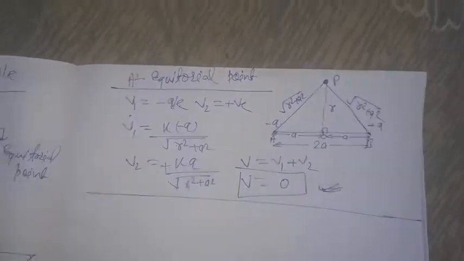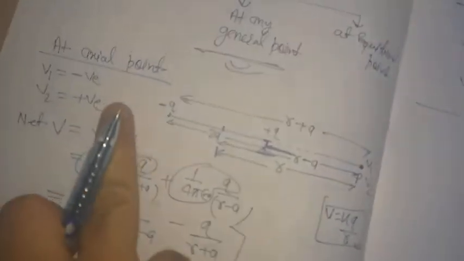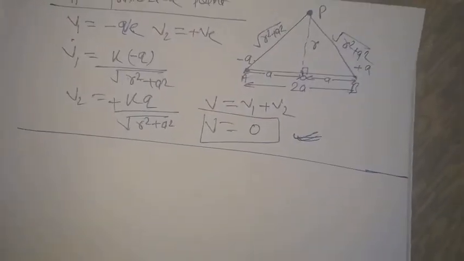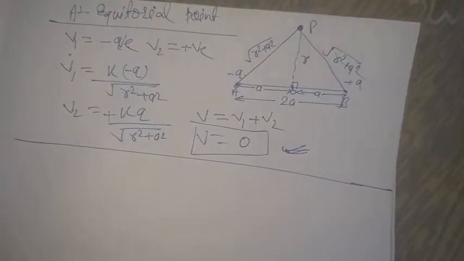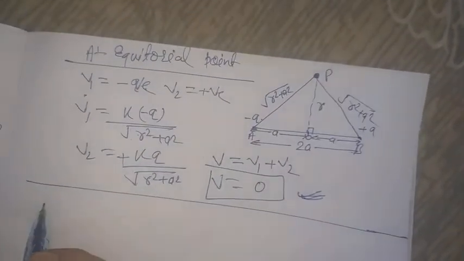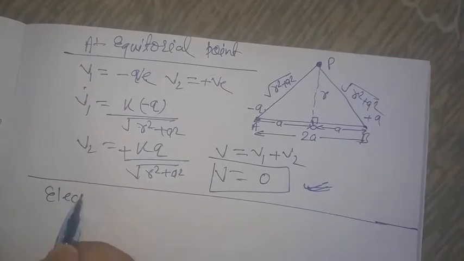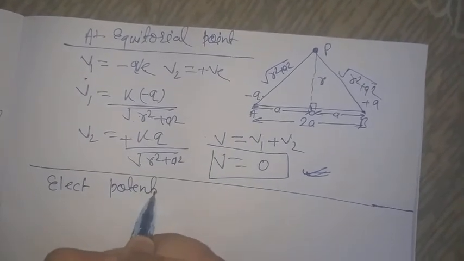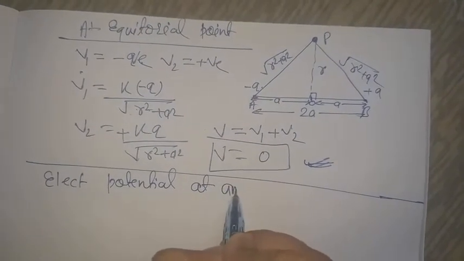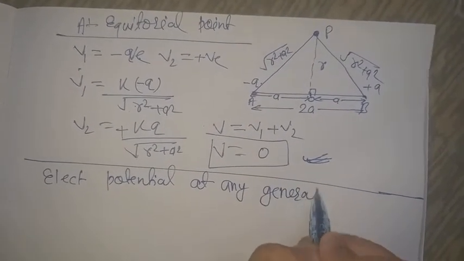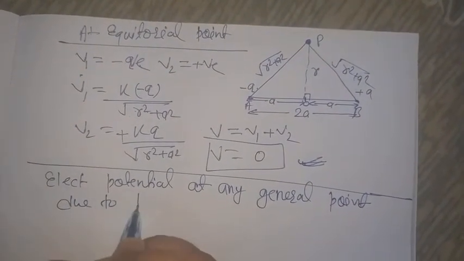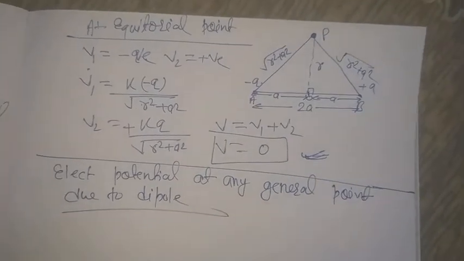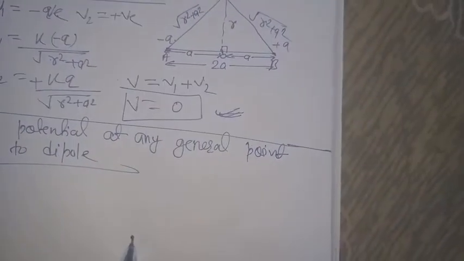Now these two cases, at the axial point and the equatorial point, both can be explained through the general case, that means electric potential at any general point due to a dipole. Electric potential at any general point due to a dipole.